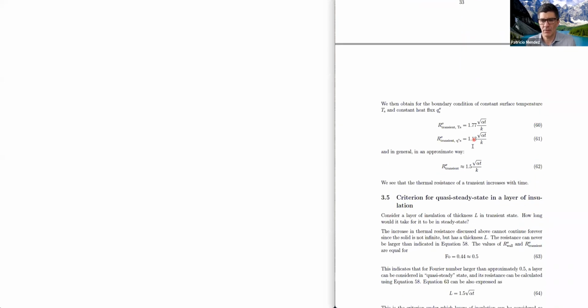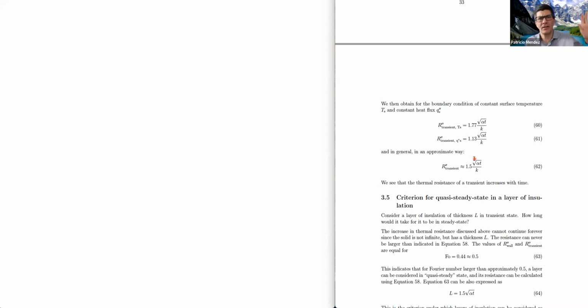And for the case of this constant surface temperature, we would get this formula for resistance. See the square root of alpha t again? There is no escape. Or 1.13 for the other boundary condition. You know what?